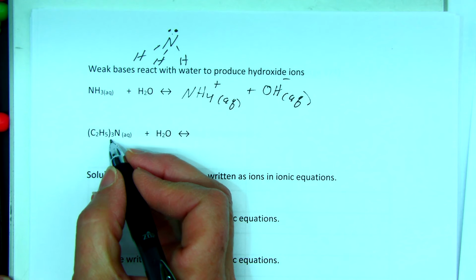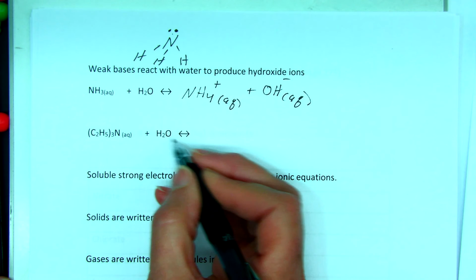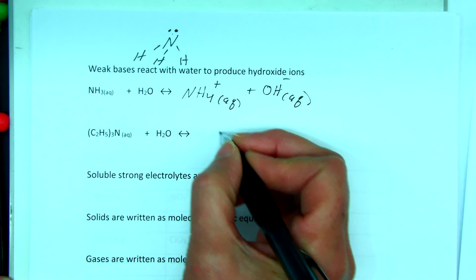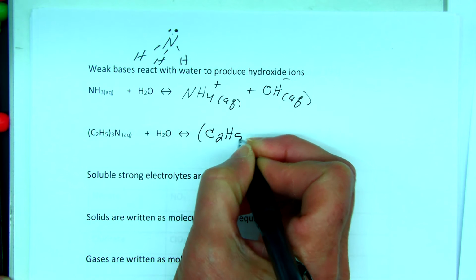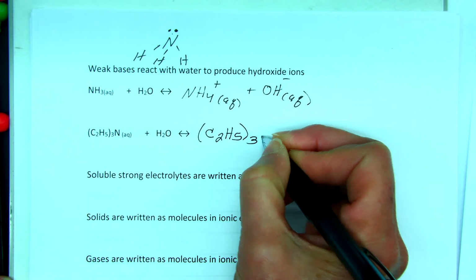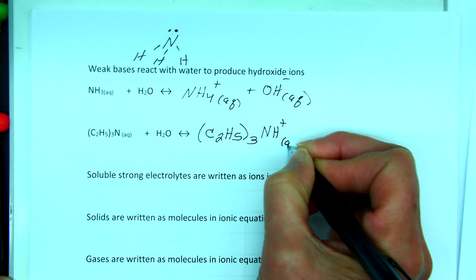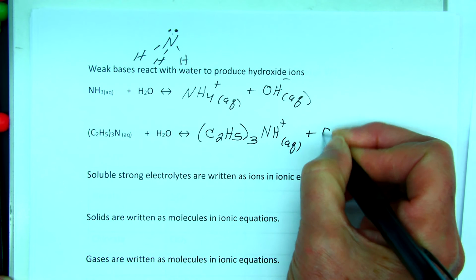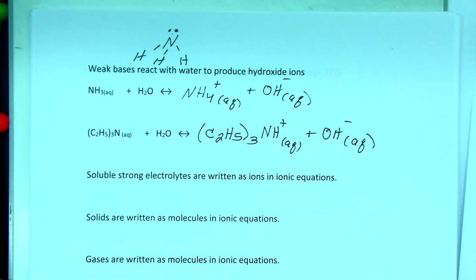Okay, here we have diethylamine. This is another base, and it's got that nitrogen in there, so it can react with water to make this crazy species, the diethylaminium ion. You don't have to worry about naming those things in this class. And a hydroxide ion. So weak bases react with water and produce hydroxide, but the hydroxide actually comes out of the water.